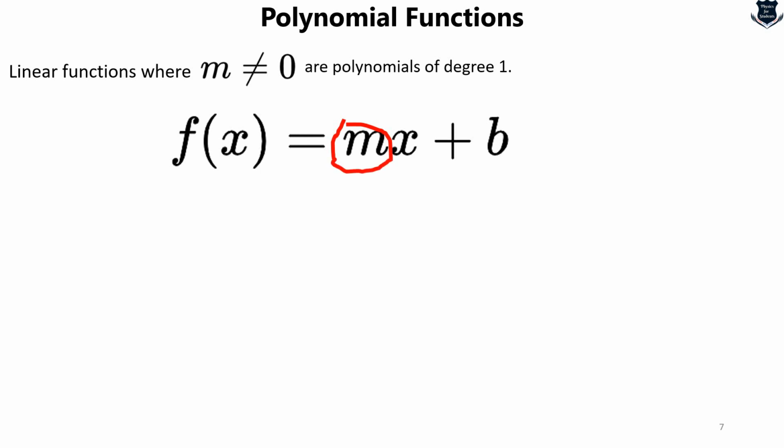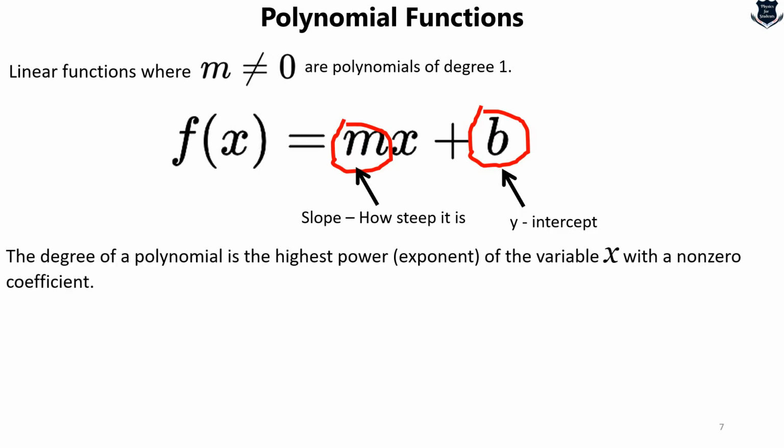Here if I go one by one, you will see m is basically the slope of the line, that means how steep it is. And b is the y-intercept, that means the value of f(x) when x is equal to 0. And this is how the equation has been arranged.